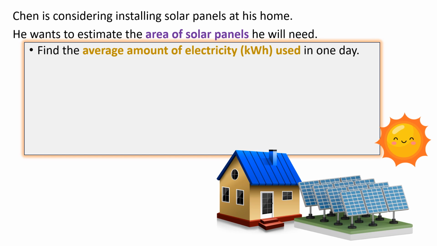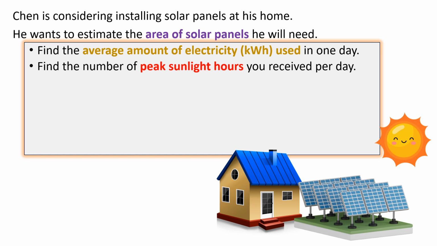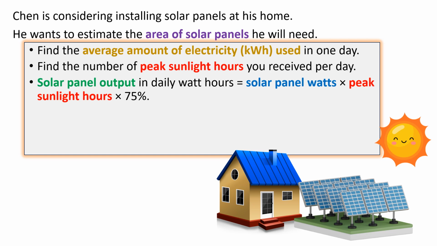So he needs to first find the average amount of electricity measured in kilowatt hours used in one day. Next, he needs to find the number of peak sunlight hours that he will receive in one day. He's given the formula: solar panel output in daily watt hours equals the solar panel watts multiplied by the peak sunlight hours multiplied by 75%.